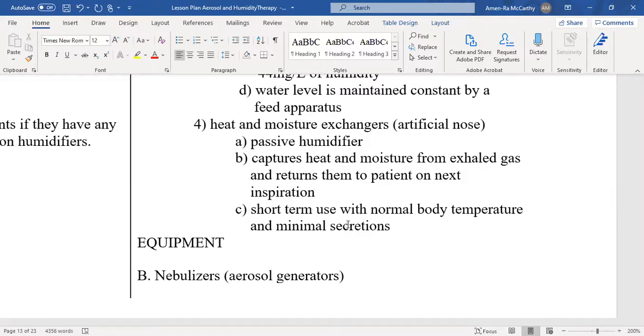But what happens is when I exhale my heat and my moisture, it's trapped in this little special sponge. I blow into it, then when I inhale back through it, it gives it back to me. My same heat and moisture that I just put in here comes back to me, okay? That's a heat moisture exchanger. You give it heat and moisture, and it gives it right back to you.